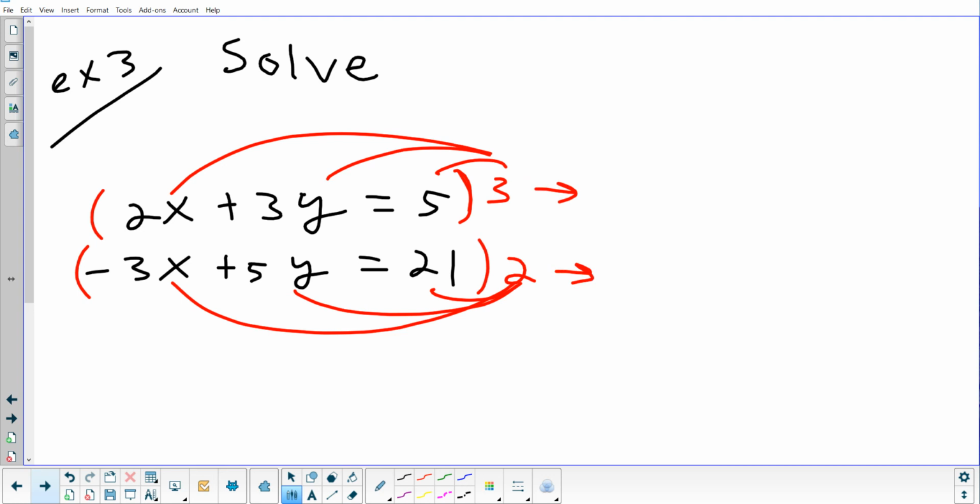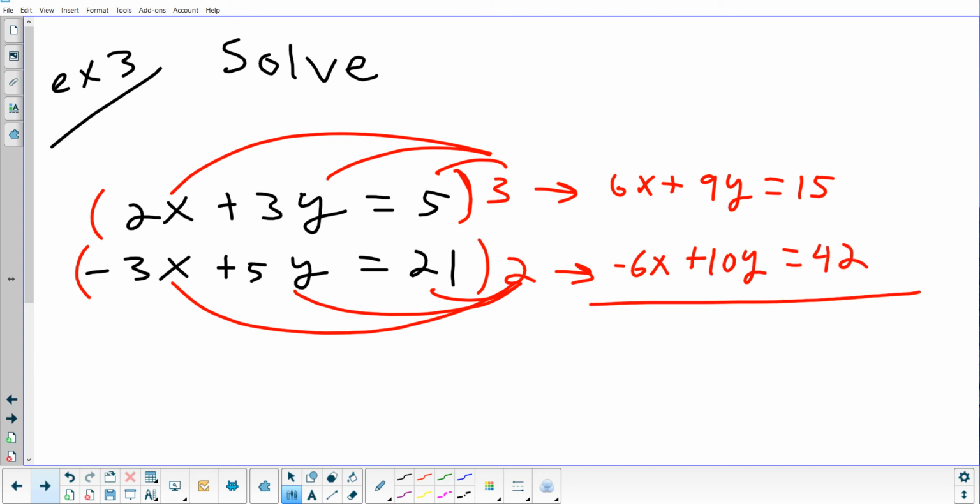Michael, if I distribute 3 to that top equation, can you tell me what I get? 6x plus 9y equals 15. Okay. And Leanne, if I distribute 2 to the bottom equation, what do I get? Negative 6x plus 10y equals 42.